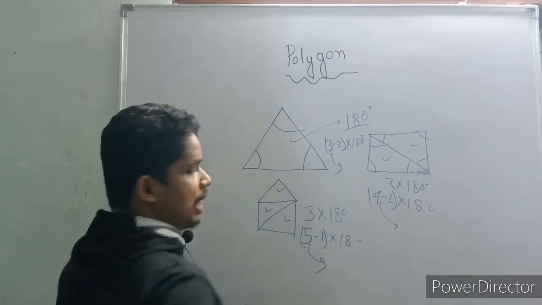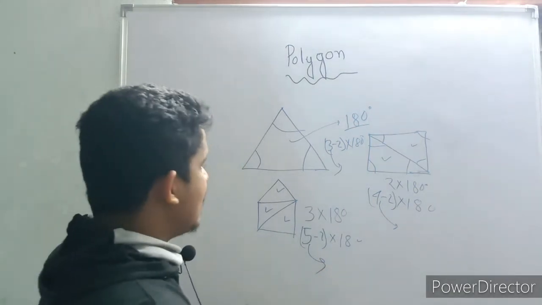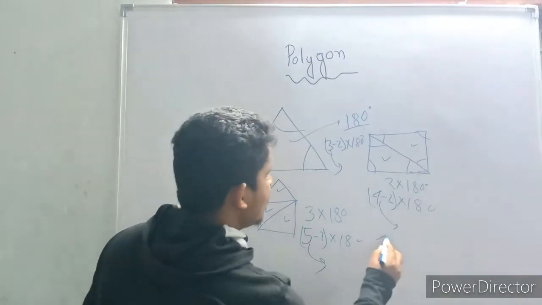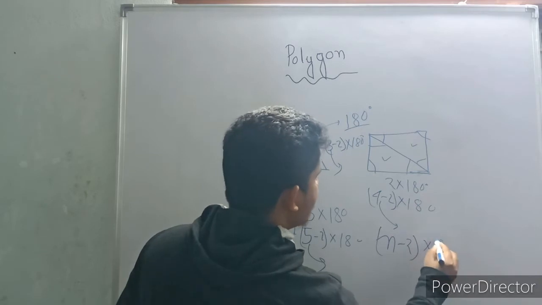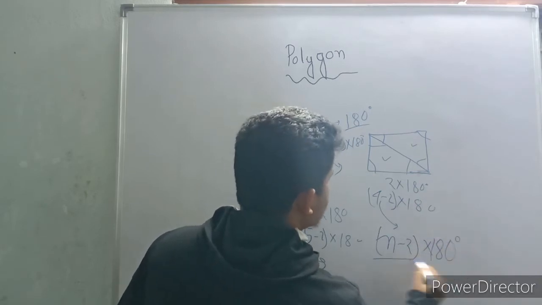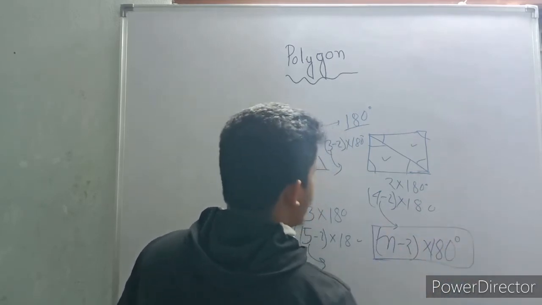So if a polygon is given and the polygon has n sides, the sum of the interior angles is always n minus 2 into 180 degrees. Please remember this concept: n minus 2 into 180 degrees.